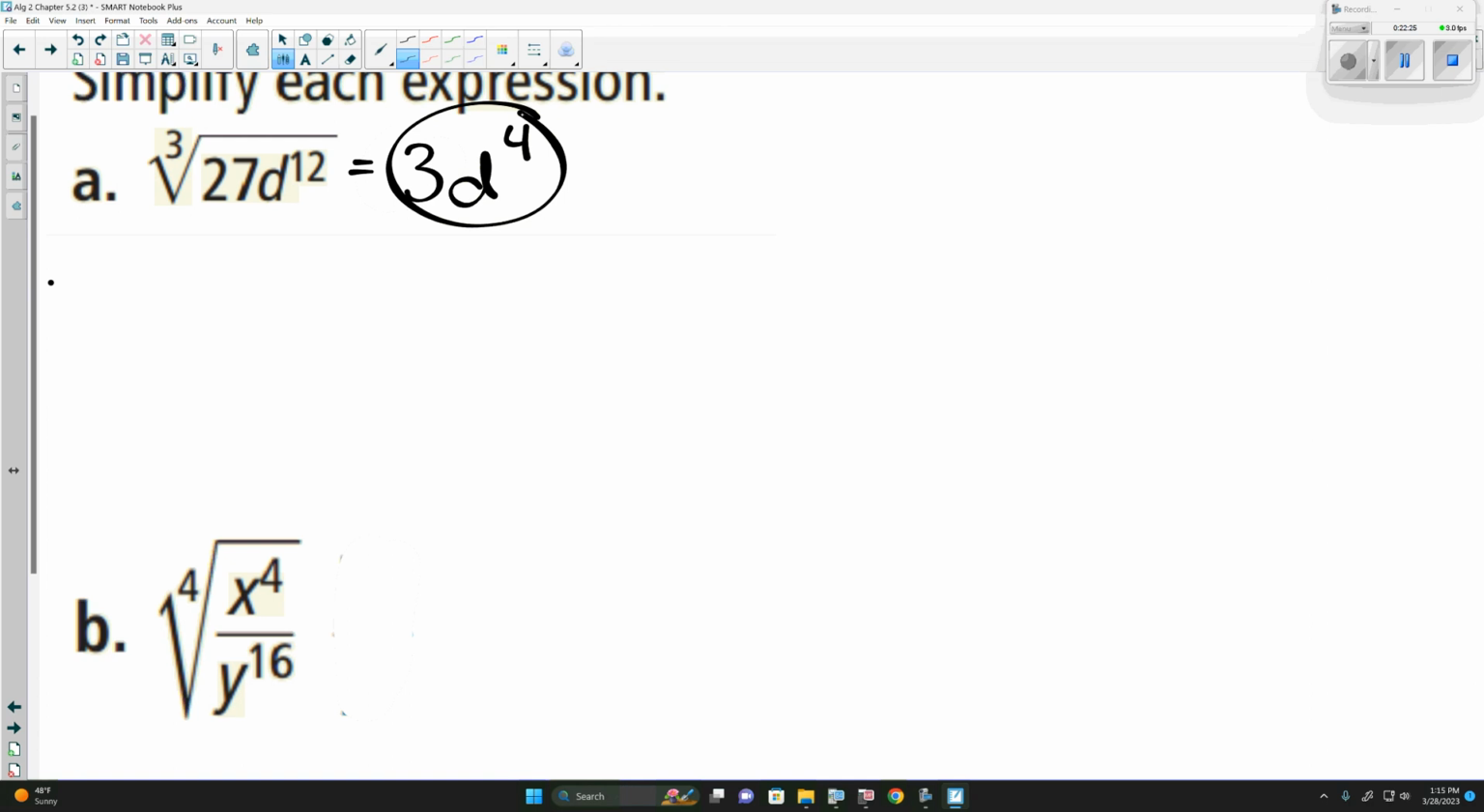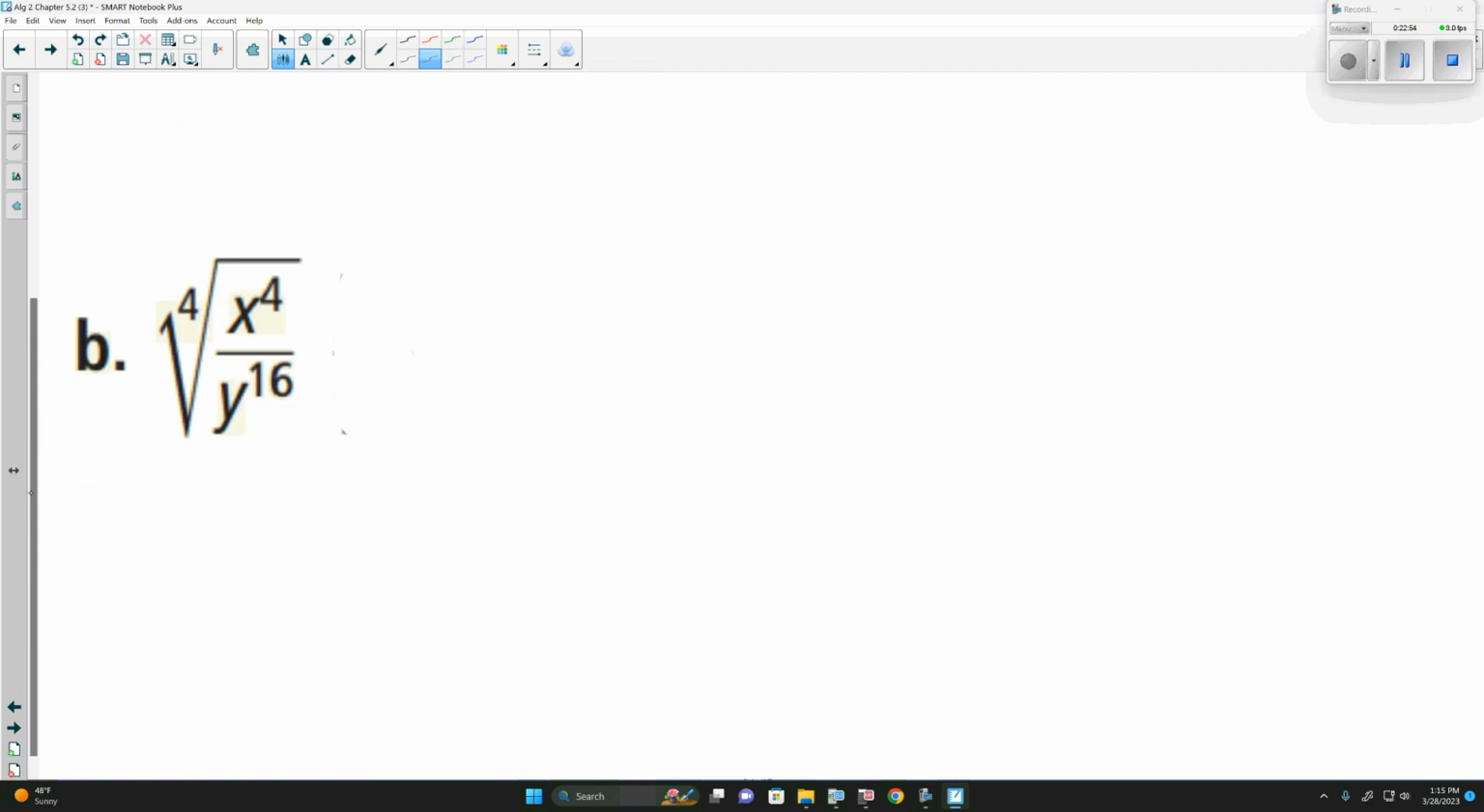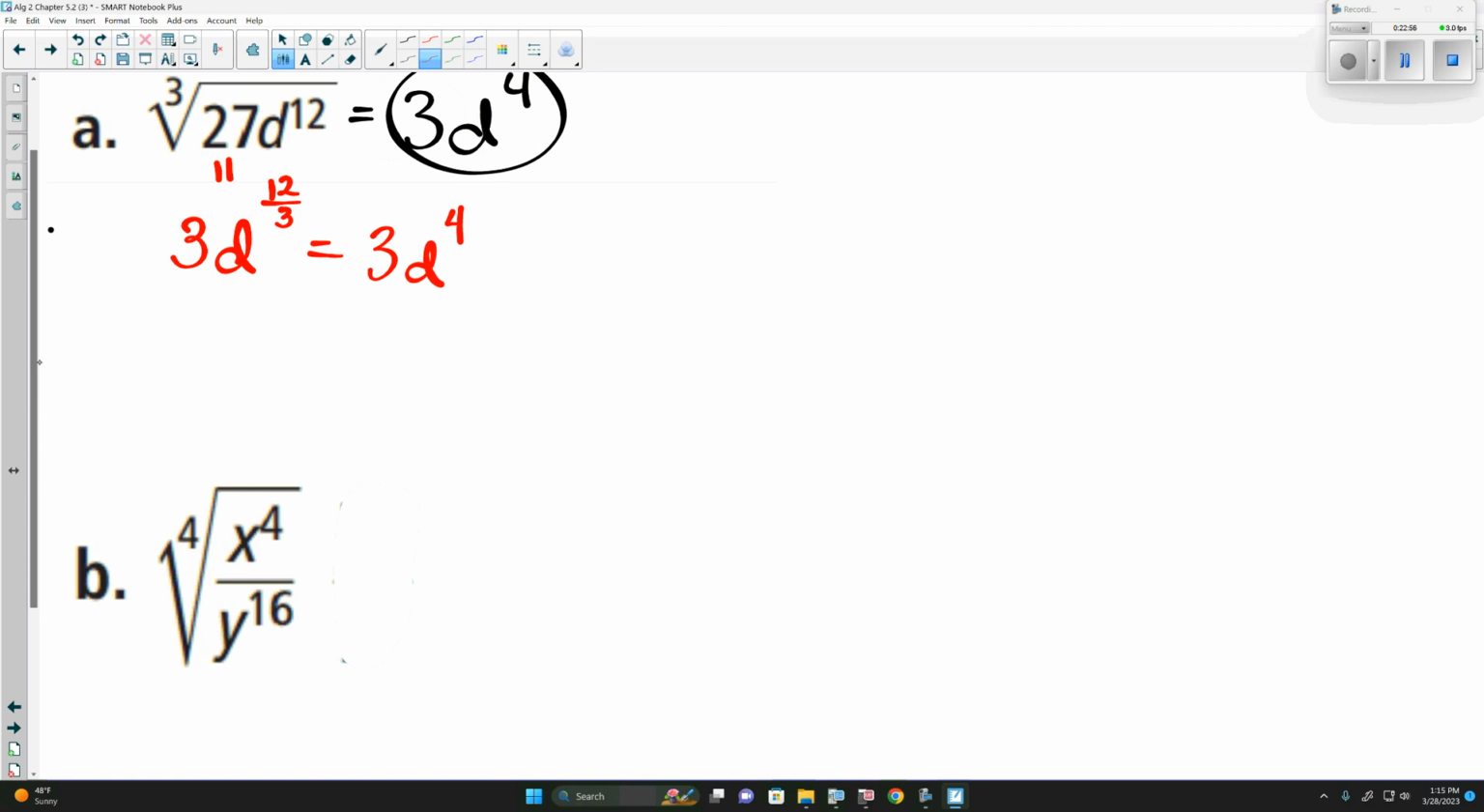And that's it. Now if we did it the other way, because we could still say the cubed root of 27 is 3. Now for d, as a fractional exponent, we could say 12 on top, 3 on bottom, which is still going to give us 3d to the 4th. So there are different ways to look at it, but they end up giving us the same result. All we're doing with this is saying, okay, 12 over 3, how many groups of 3 can we take out?